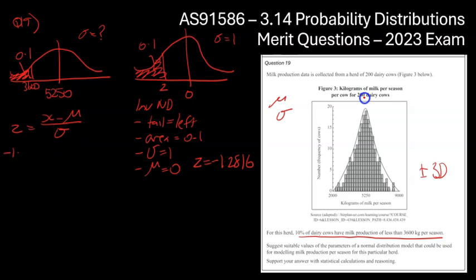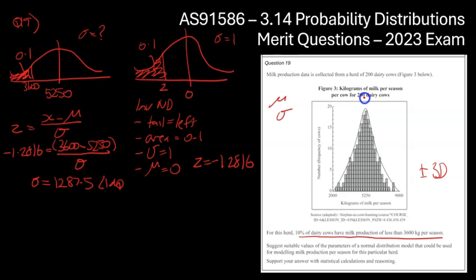So negative 1.2816, that's going to be equal to 3,600 minus 5,250, and all of that is divided by the standard deviation. If you're entering this into the solver mode of your calculator, which I encourage you to do, make sure there's brackets around the top there. If you don't know how to do that, again, let me know. And then your graphics calculator should spit out an answer of 1,287.5. And that there was rounded to 1dp.